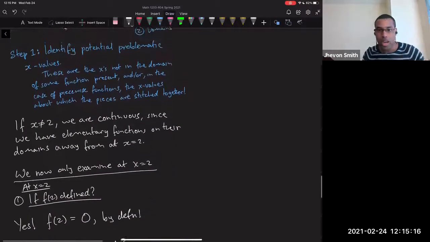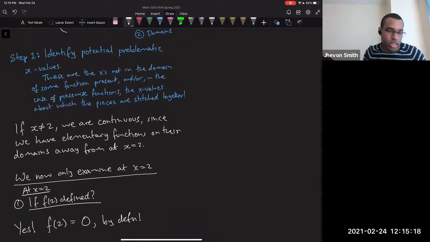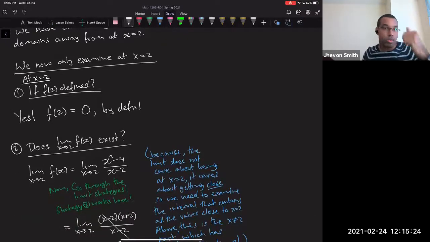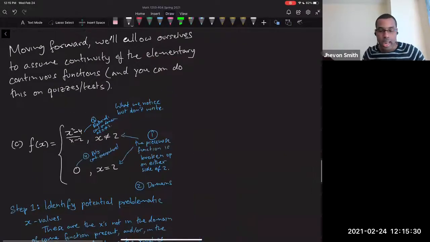I care about what's going on at x equals 2, because when x is not 2, we're fine. They're elementary continuous functions. We're good. Examining 2, I need to figure out, is it defined at the point? Does the limit exist at the point? And do these give me the same value? Is it defined at the point? I need to figure out when x equals 2 specifically, what does my function do? Here, it gives me 0.